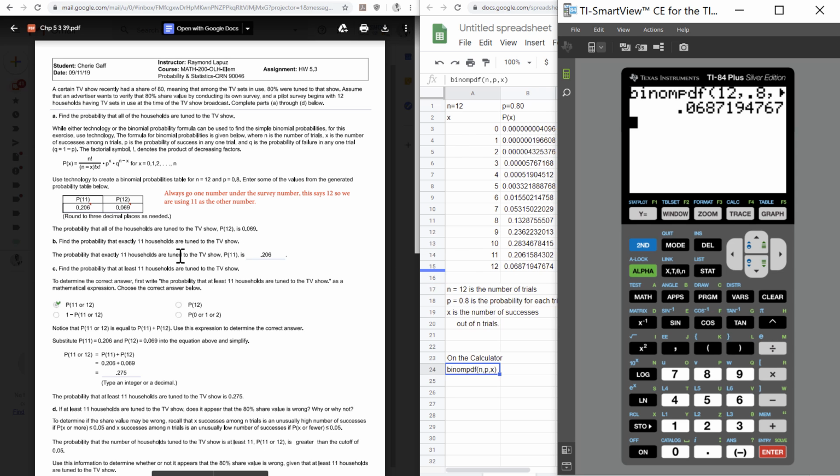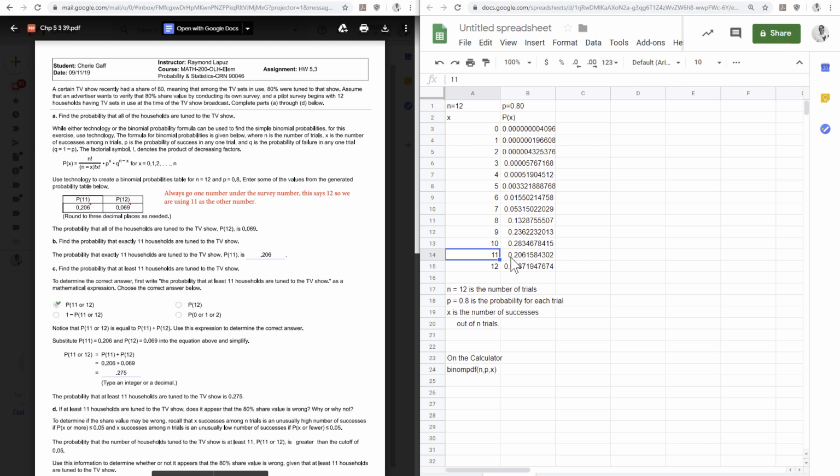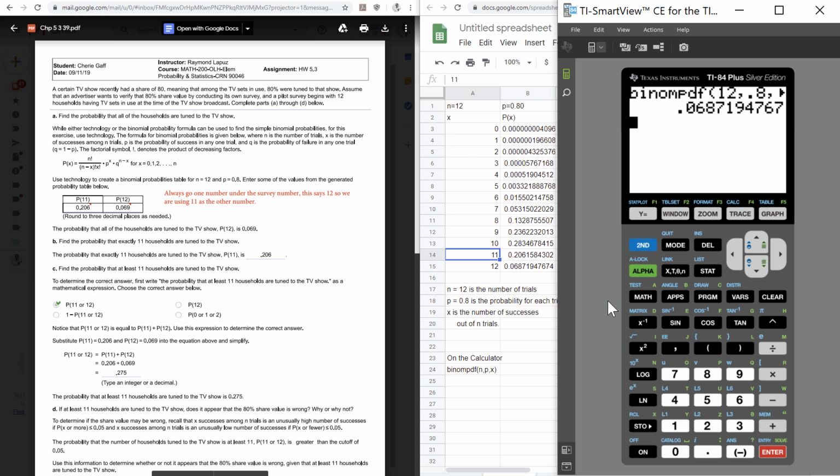I mean exactly 11, sorry. Find the probability that exactly 11 households are tuned in. Well, that's just the P of 11 in this case, which is 0.206. Again, in the graphing calculator, let me change my calculator here.